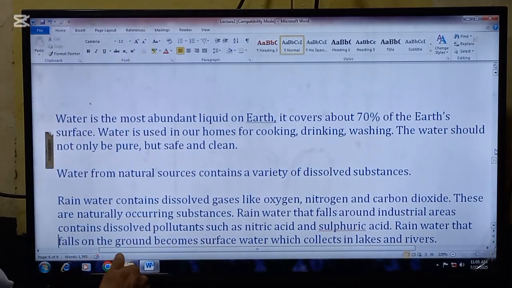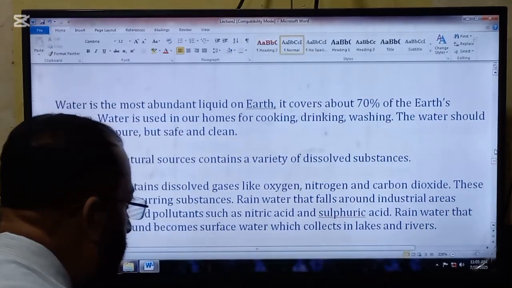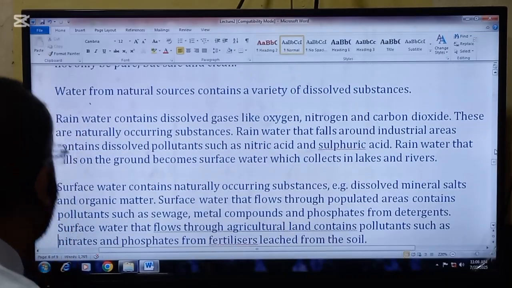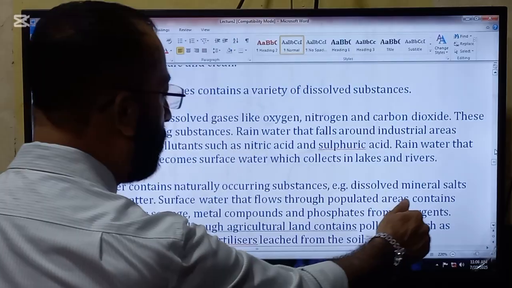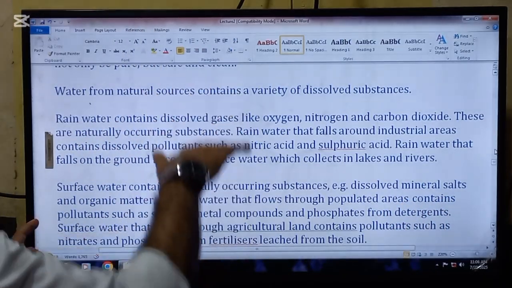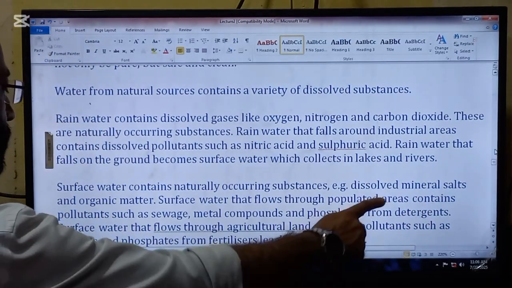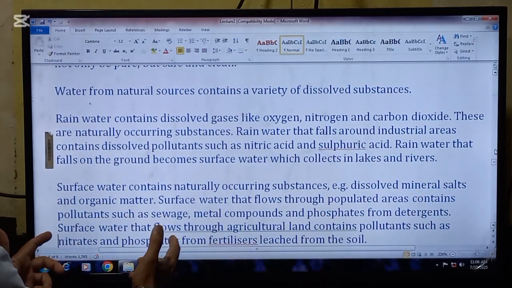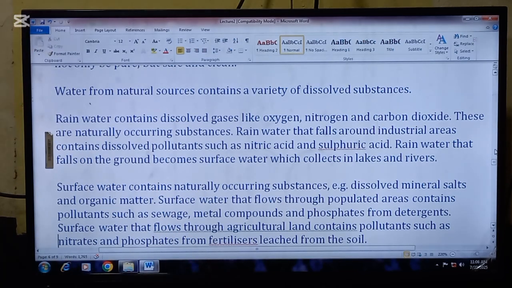Rainwater that falls on the ground becomes surface water, which collects in lakes and rivers. Surface water contains naturally occurring substances, for example, dissolved mineral salts and organic matter. So when the rainwater falls on the ground, it dissolves mineral salts present on the ground and some organic matter also, in the form of rotten vegetables and fruits that are thrown onto the surface.